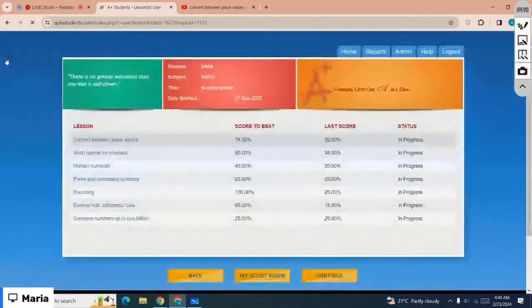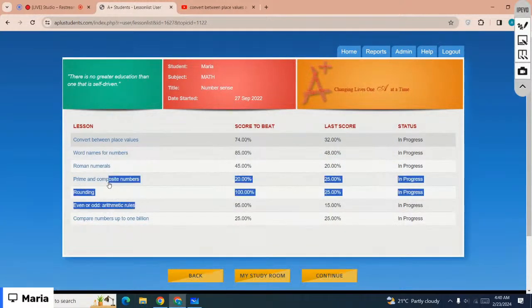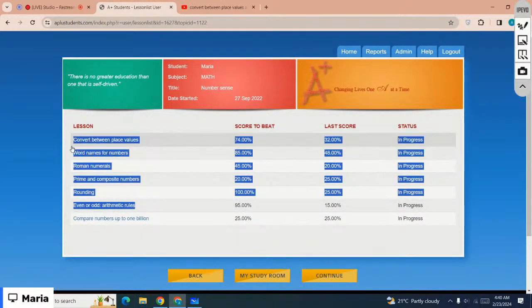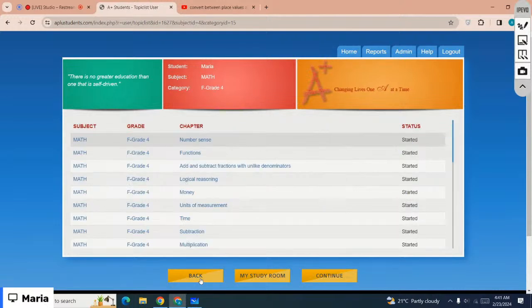So we were working on grade 4 math. The chapter we're working on is number sense, and the lessons we have covered today are convert between place values, word names of numbers, Roman numerals, prime and composite numbers, rounding, even or odd arithmetic rules, right? So please make sure before the next session you complete all the practice questions for the lessons we did today. That is your homework until next session, right?